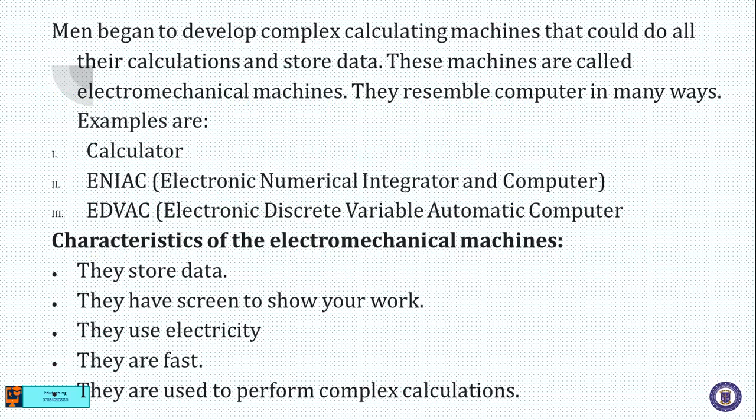Now, what are their characteristics? Characteristics means what they can do and what they look like and what they do.